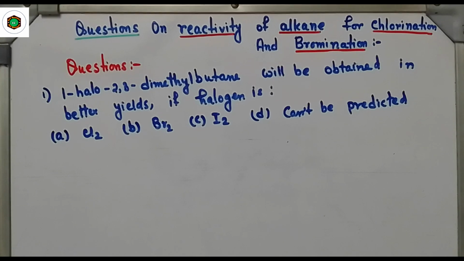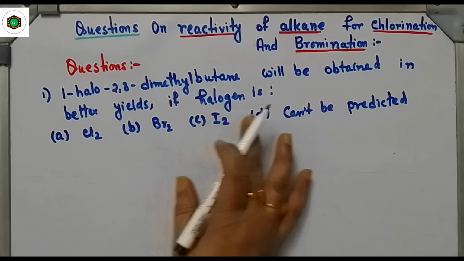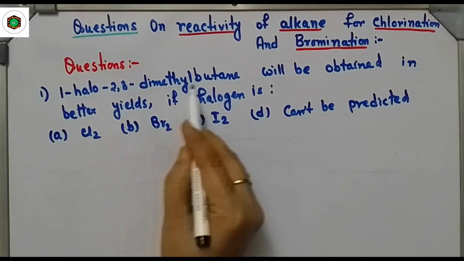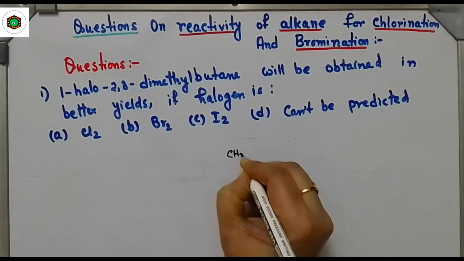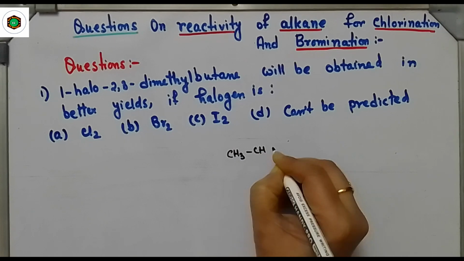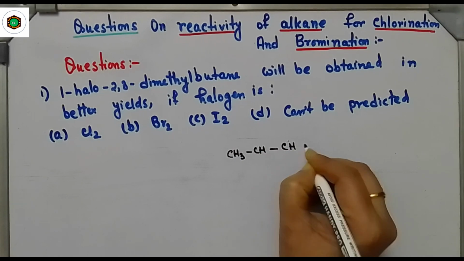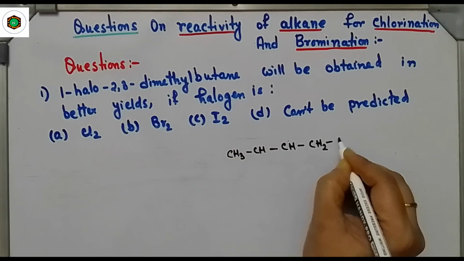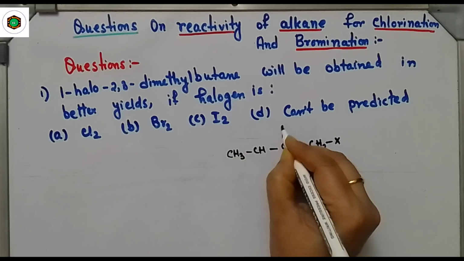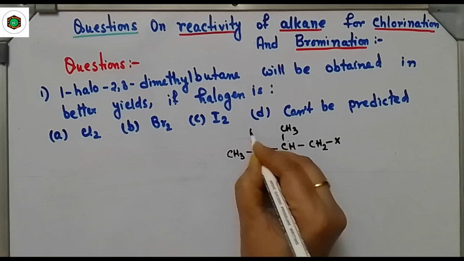So first question, 1-halo-2,3-dimethyl butane will be obtained in better yield if halogen is. So first draw the structure of this compound. CH3, CH, CH. 1 halo means at this position halogen, here 1 methyl, here 1 methyl.